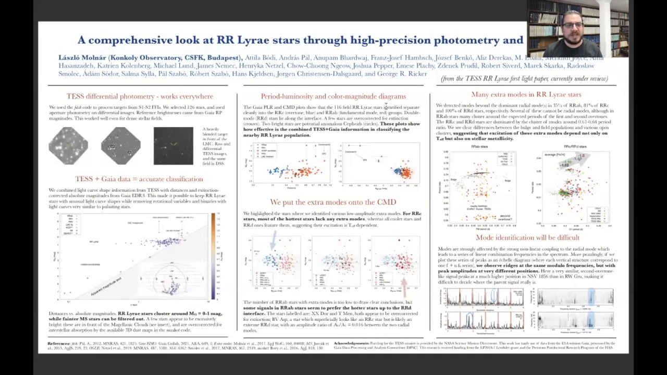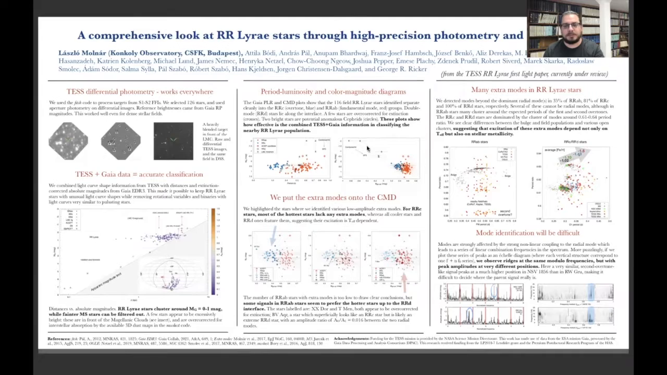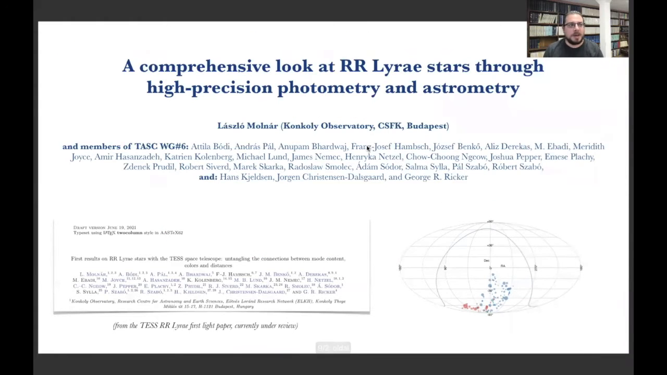Hi there, my name is László Molnár from Konkoly Observatory, Budapest, and the title of my poster is A Comprehensive Look at RR Lyrae Stars through High Precision Photometry and Astrometry. I'm presenting this poster on behalf of the Task Working Group 6, and I'm showing here some of our results from our upcoming TESS first light paper that's currently under review.